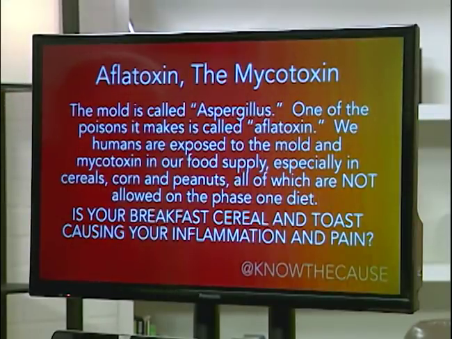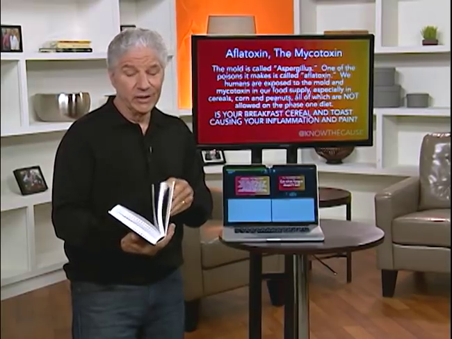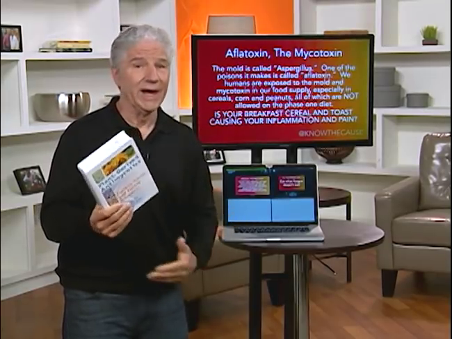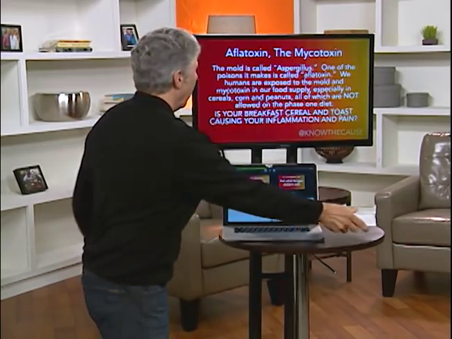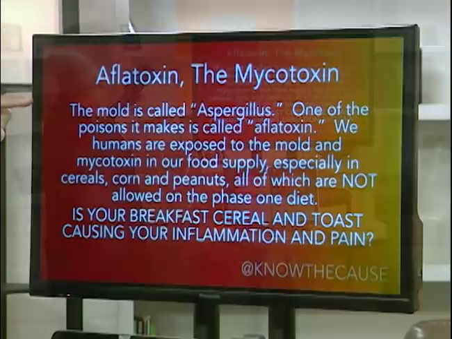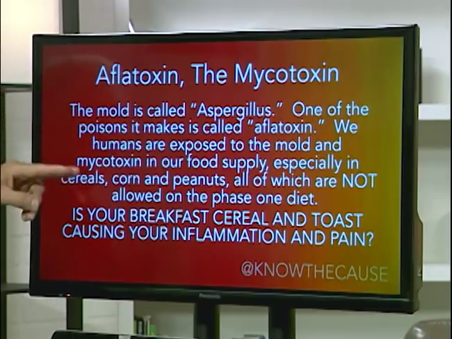Aflatoxin, the mycotoxin, by the way, let me just sidebar here a little bit. Plant-derived antifungals, plant-derived antimycotics is a book. If you have $300 sitting around, it's very laborious, it's a tough book, but it's got all the plants, onion, garlic, etc., oregano, all the things that have antifungal properties. Just a great book. So the mold is called Aspergillus, and one of the poisons it makes is called aflatoxin, be it G1, B1, etc. We humans are exposed to mold and the mycotoxin in our food supply, especially when we eat cereals, corn, peanuts, all of which are not allowed on our phase 1 diet.